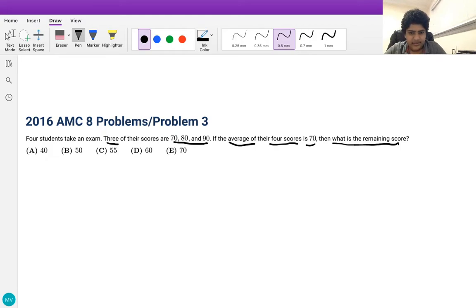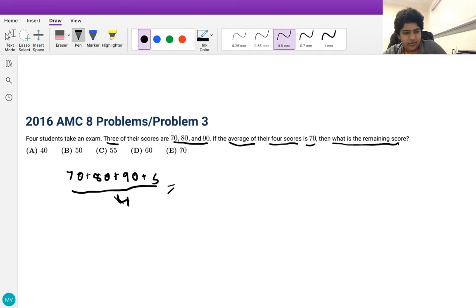The first is to note that if the average of the 4 scores is 70, then the average is 70, which is the score of the first student, plus 80, the score of the second student, plus 90, the score of the third student, plus, and let's just denote the score of the fourth student as S. And this is all divided by 4. And they give us that the average of their scores is equal to 70.